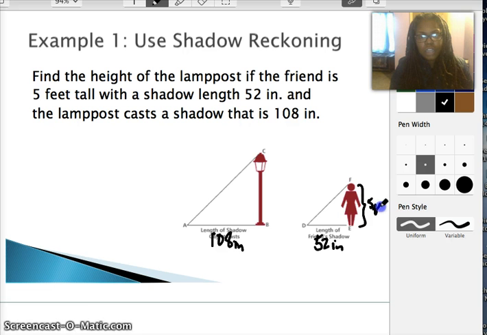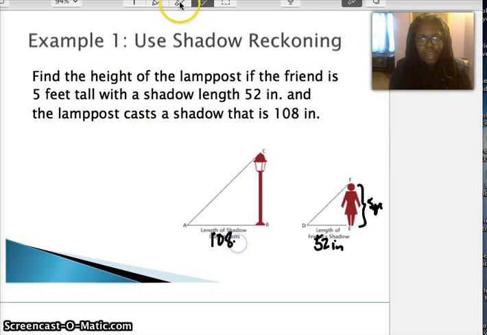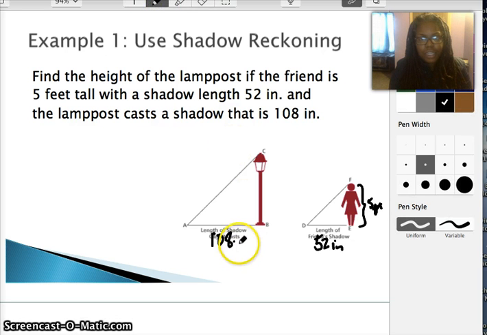Okay, so the thing that I'm realizing right now is the inconsistency of the measurements. I've got feet here, inches here, and this looks like meters, but it was inches originally. So what I'm thinking I would like to do, I think it's pretty easy for me to change feet to inches. So I think I'm going to rewrite this and put it in terms of inches.